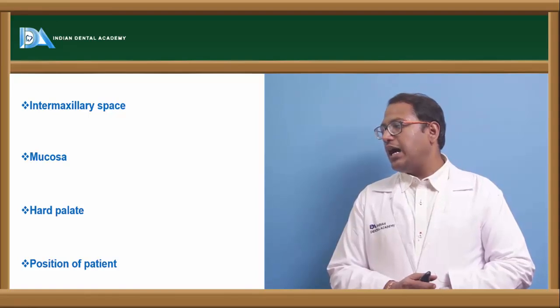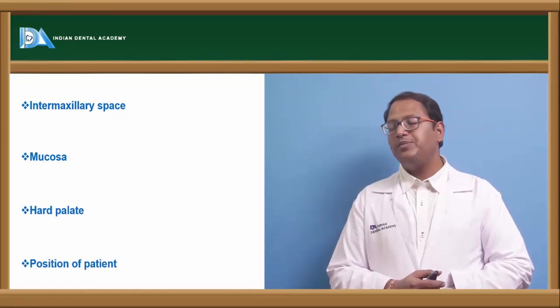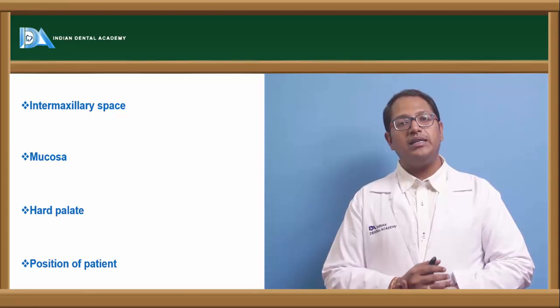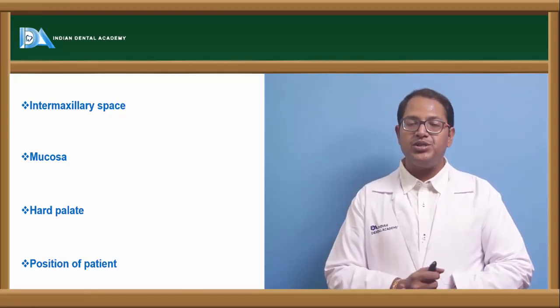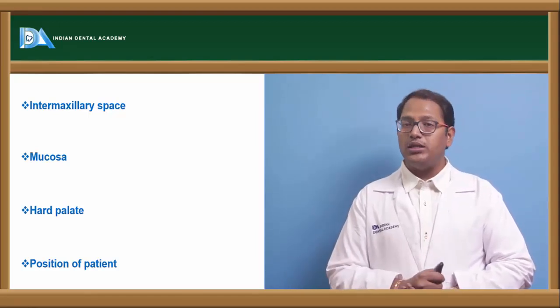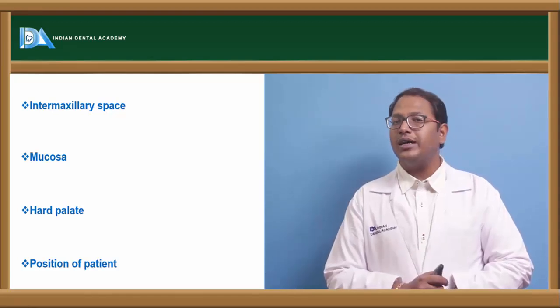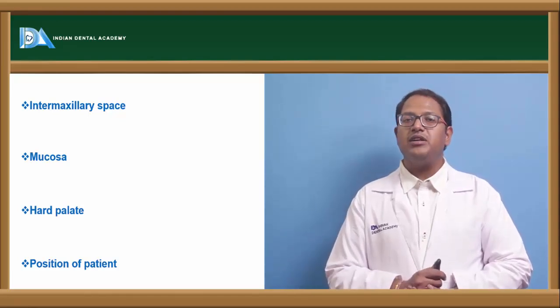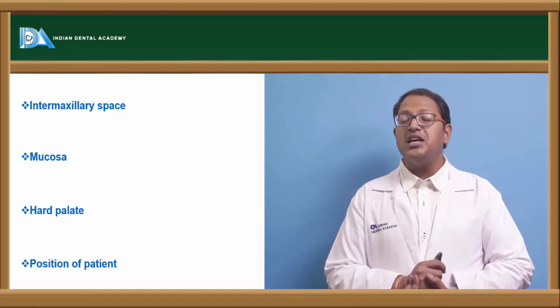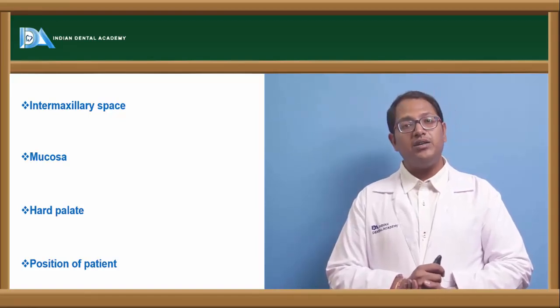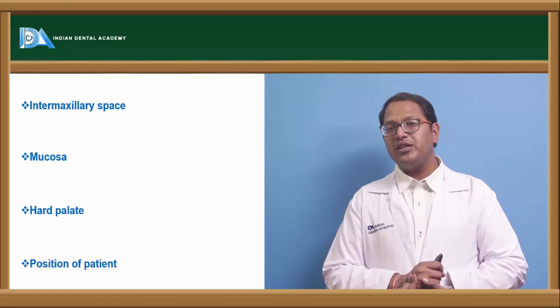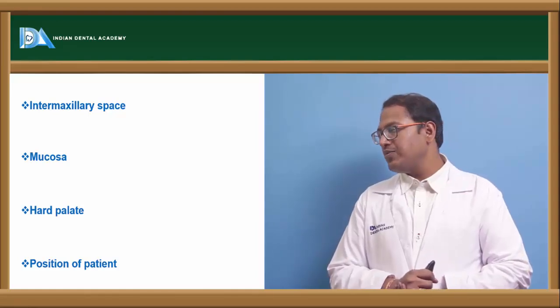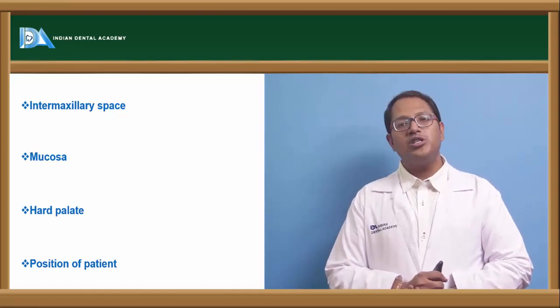So then comes the hard palate. How is it? Either the hard palate can be straight, it can be U-shaped, or it can have a deep vault. If the patient has a deep vault hard palate, then it is again difficult for the denture to be stabilized. If the patient has a hard palate which is straight, again that is difficult for us to give stability to the denture.